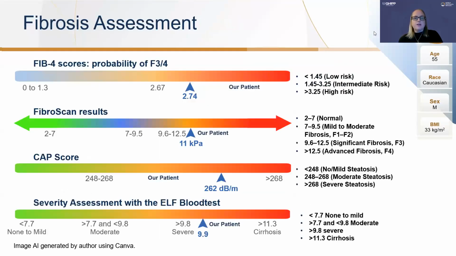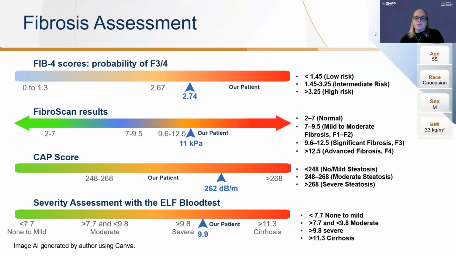So we want to know how worried we should be. We need to be able to stage him, and we have all different ways that we can do that, from less complex to a little bit more involved or more costly testing. The first thing to do is a Fib4, and generally that's something that really should be done more in a primary care office or by an endocrinologist when they're trying to determine, does this patient need to be referred to a specialist like a hepatologist or GI office.